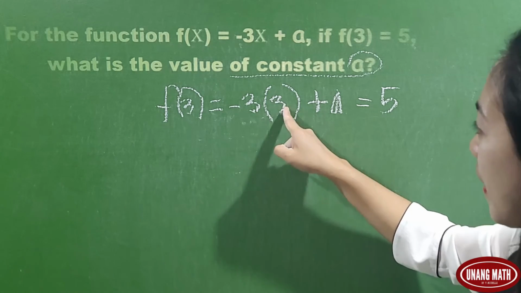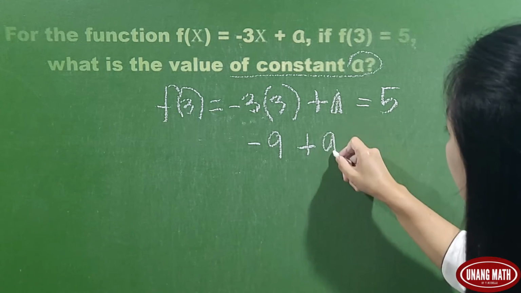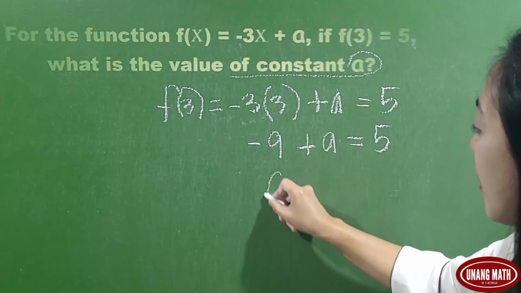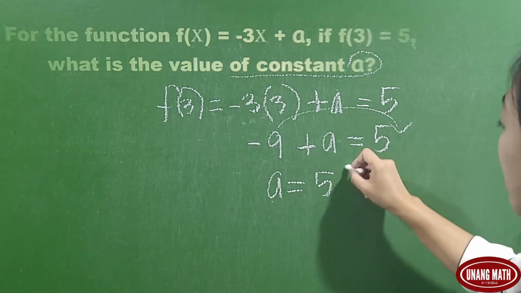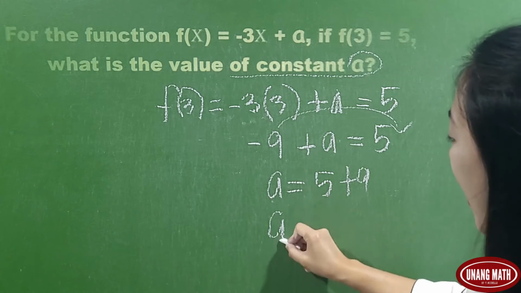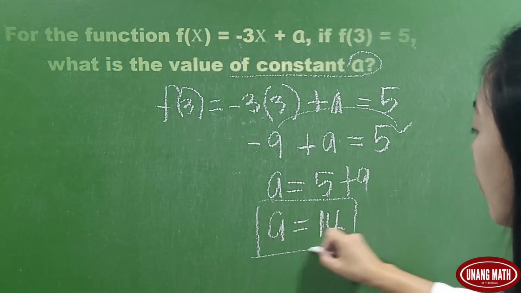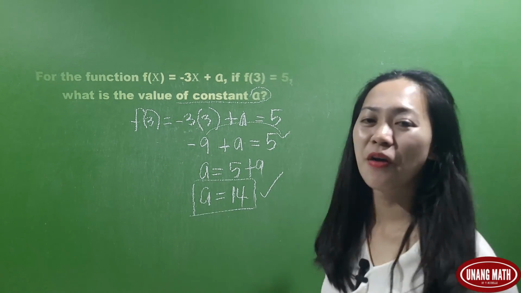Okay, negative 3 times 3, that's negative 9. So negative 9 plus a is equal to 5. So what will be a here? So a now would be equal to 5 plus 9. So a is equal to 14. So in this problem, the value of constant a is 14.